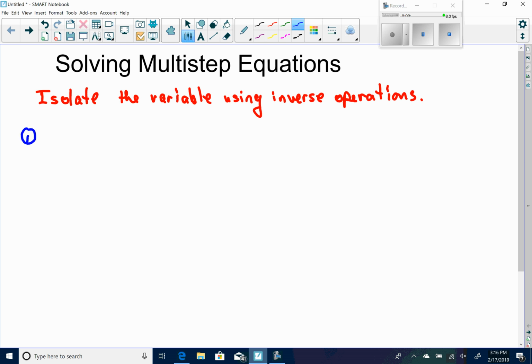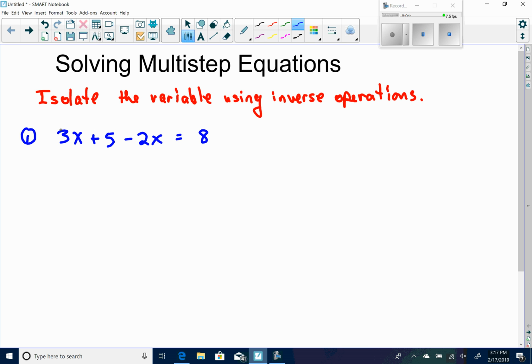So for example 1, let's say we have 3x plus 5 minus 2x equals 8. If you notice, we have more than one variable term, and they're both on the same side. So what we'd like to do is simplify both sides of the equation before we proceed any further. So right now I can combine 3x minus a 2x.